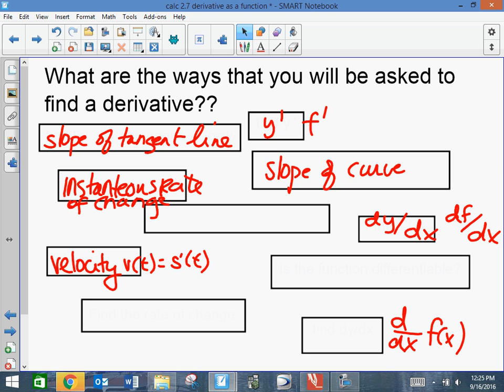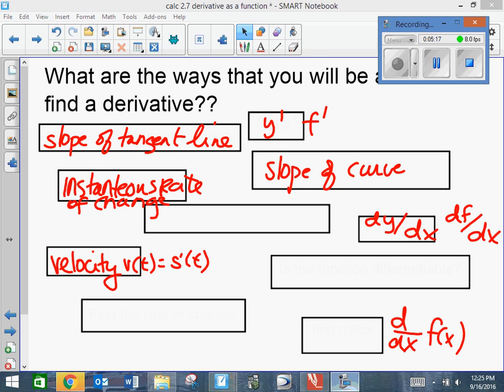All right. I'm trying to think if we missed any. Slope of the tangent, slope of the curve, instantaneous velocity, instantaneous rate of change. I think that's good. So, let's see.